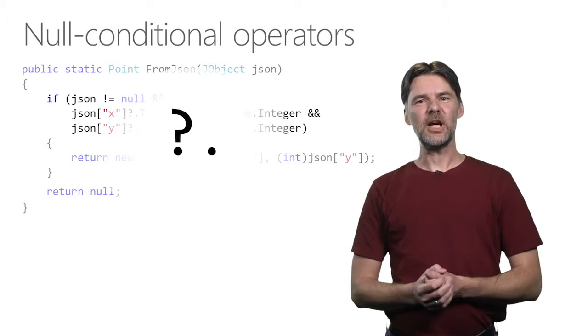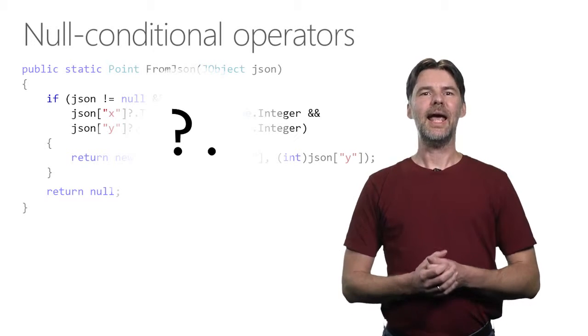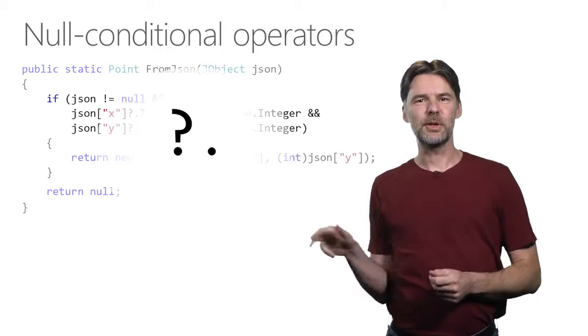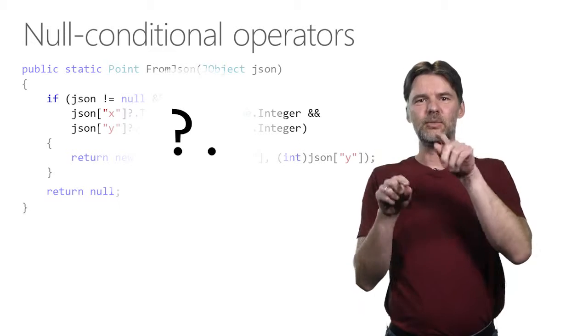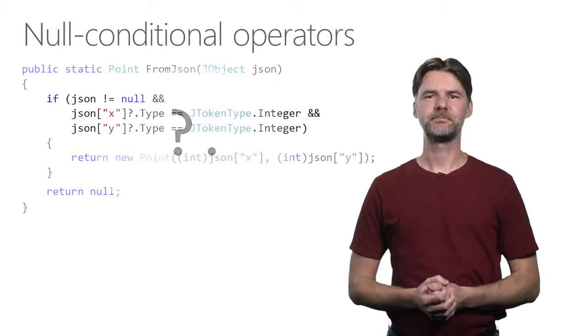You'll sometimes hear people refer to the question dot as the Elvis operator. If you look at it, you can see why. It's like two eyes with a swoop of hair on top, like Elvis.